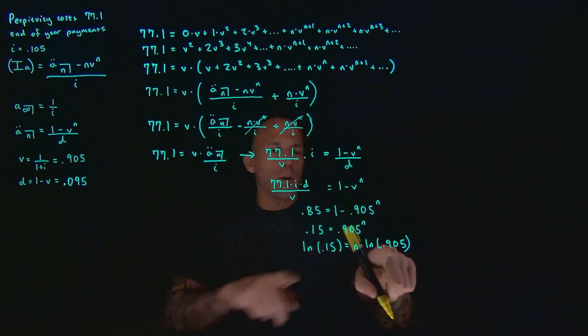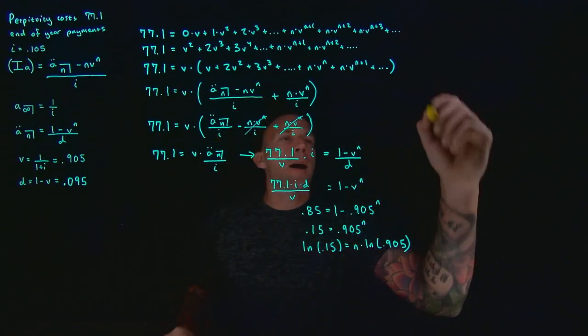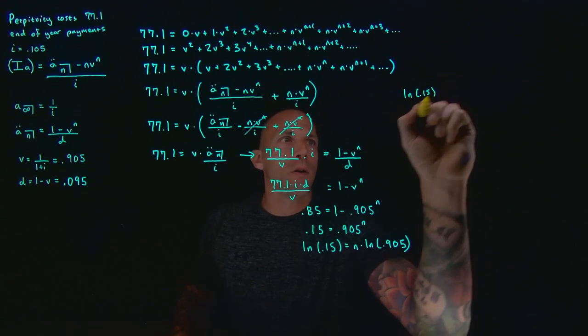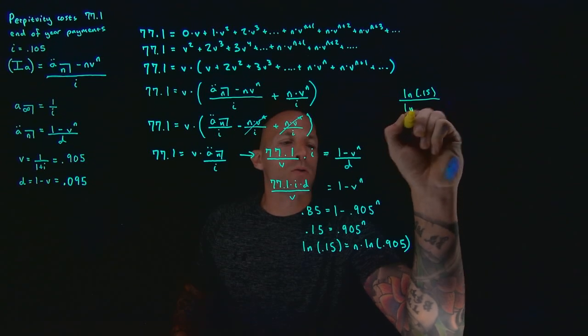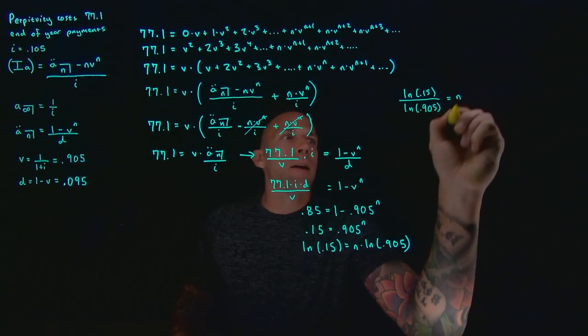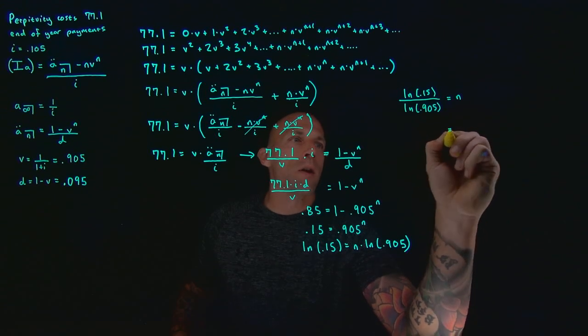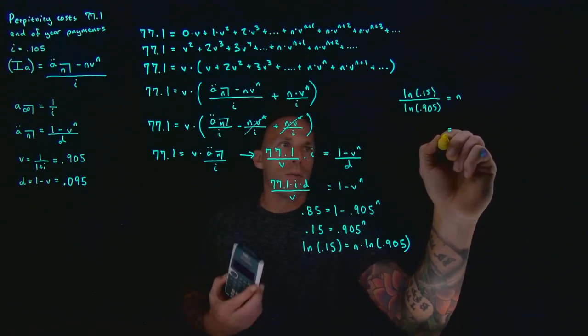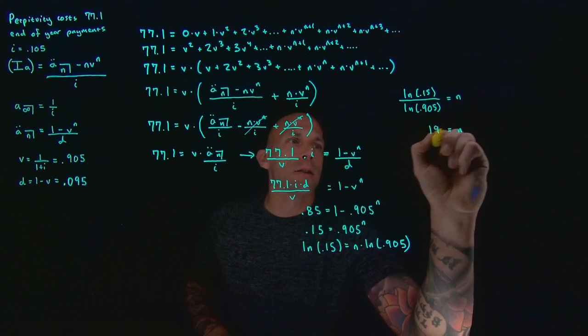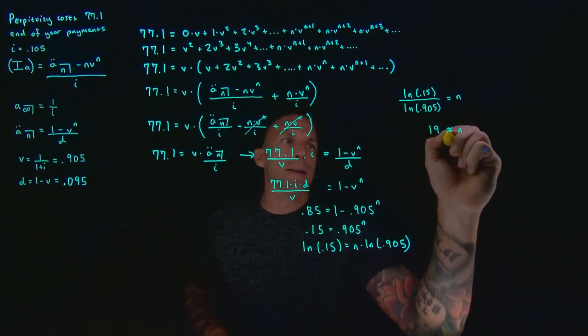So, dividing both sides by the natural log of 0.905, we get the natural log of 0.15 over the natural log of 0.905 is equal to n. And now, finally, we can go to the calculator, and if you put this expression in, you get that n is just about 19.